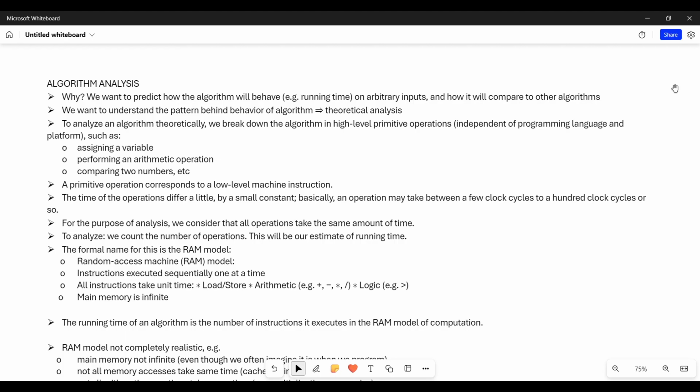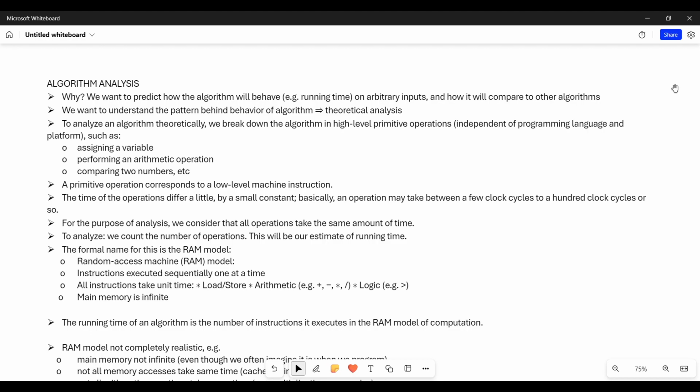Theoretical analysis as well as practical analysis. To analyze an algorithm theoretically, we break down the algorithm into high-level primitive operations independent of the programming language and the platform. High-level primitive operation means it is independent of the programming language, the hardware configuration, the platform, etc. Such as assigning a variable, performing an arbitrary operation, comparing two numbers, etc. A primitive operation corresponds to a low-level machine instruction.